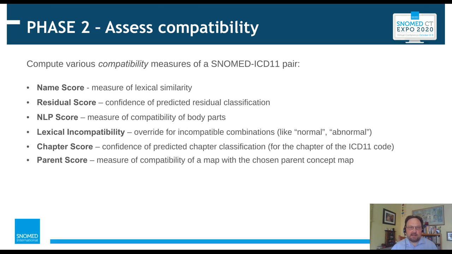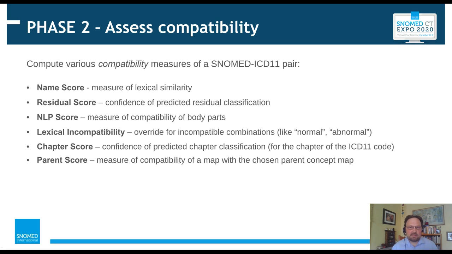The residual score is an outcome of this ML model we discussed earlier. So there's a prediction of the SNOMED concept of whether it's other unspecified or specified. And if the corresponding ICD11 code candidate matches the prediction of the model, it essentially gets the score that the model predicts. Otherwise, it gets a diminished score for being a non-match.